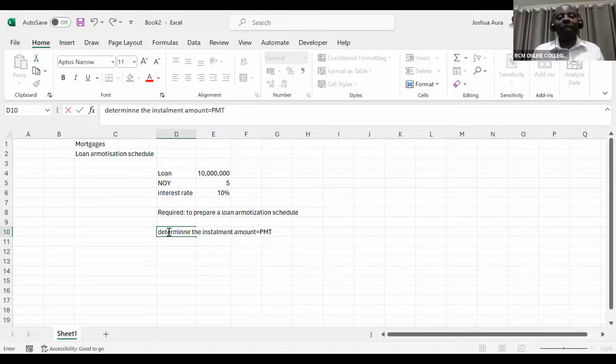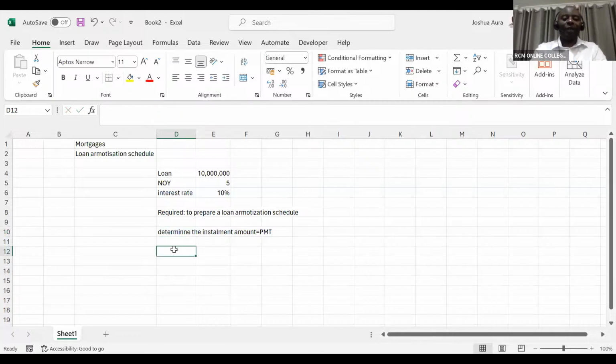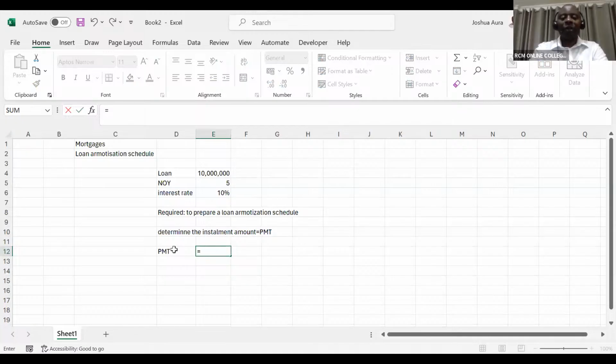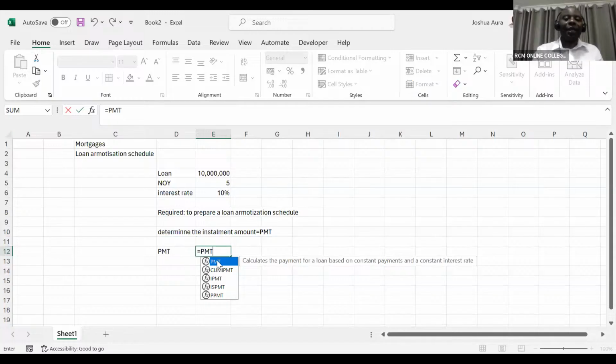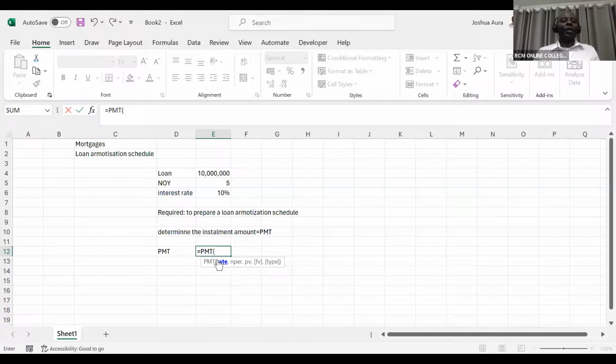So then how do we get this PMT in Excel? It's very easy. I will come here and say PMT. I go to the next cell. It's a function, so I have to start my cell with equals, PMT. When I type the PMT, I can see it is coming here. It calculates the payment for a loan based on constant payments and a constant interest rate. So I click on it.